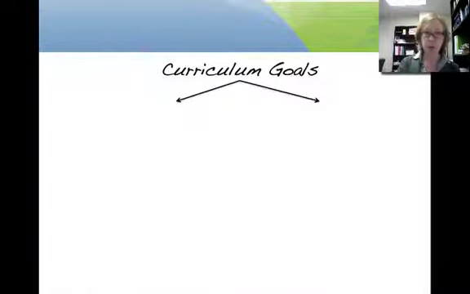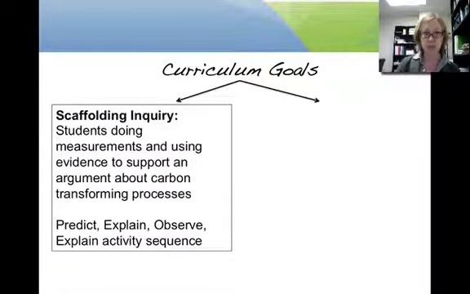So the units have 2 broad goals, and you'll hear us refer to these often. First of all, scaffolding inquiry. The units have students doing measurements and using evidence to support an argument about carbon transforming processes. In the units, the inquiry activities are structured by a predict, explain, observe, explain activity sequence that allows students to first express their ideas and then connect their explanations to evidence with a final explanation that uses observation in it.